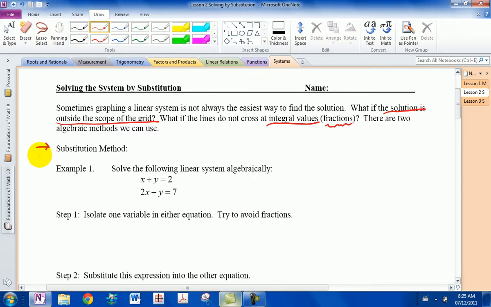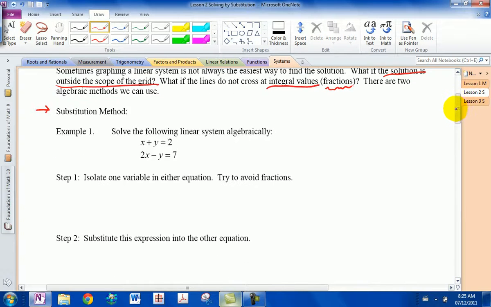So example 1, solve the following question algebraically. What we have here is two equations, and they have the same x and y value. They're equal. So this is what we want to find as a solution. So what we want to do is isolate one variable. It doesn't matter which one you move. You either want to get x equals or y equals. And it's only for one equation. So you choose the equation.